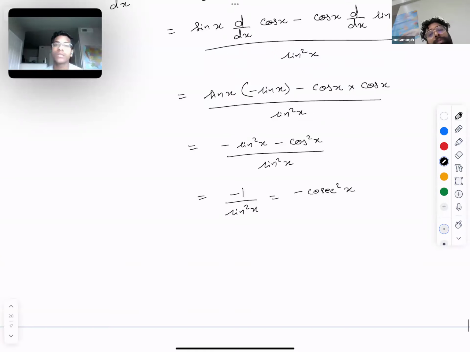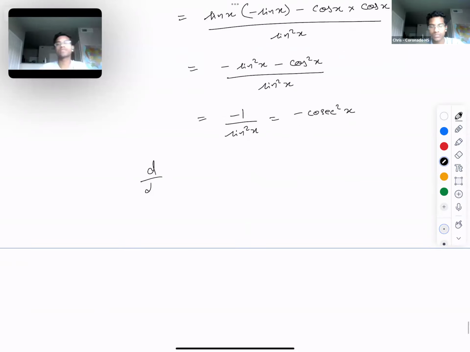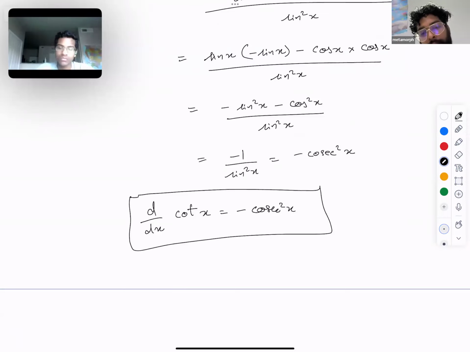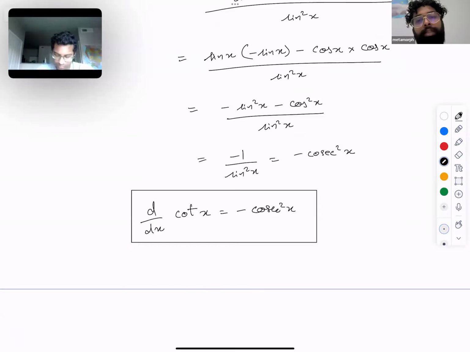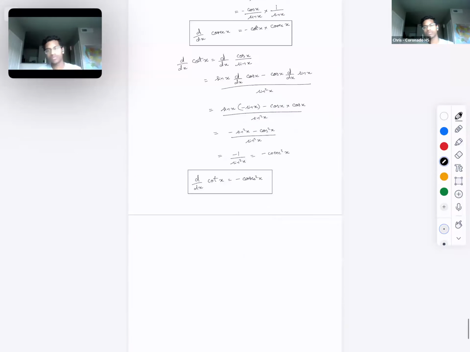Good. So derivative of cot x equals negative cosec square x. Easy.